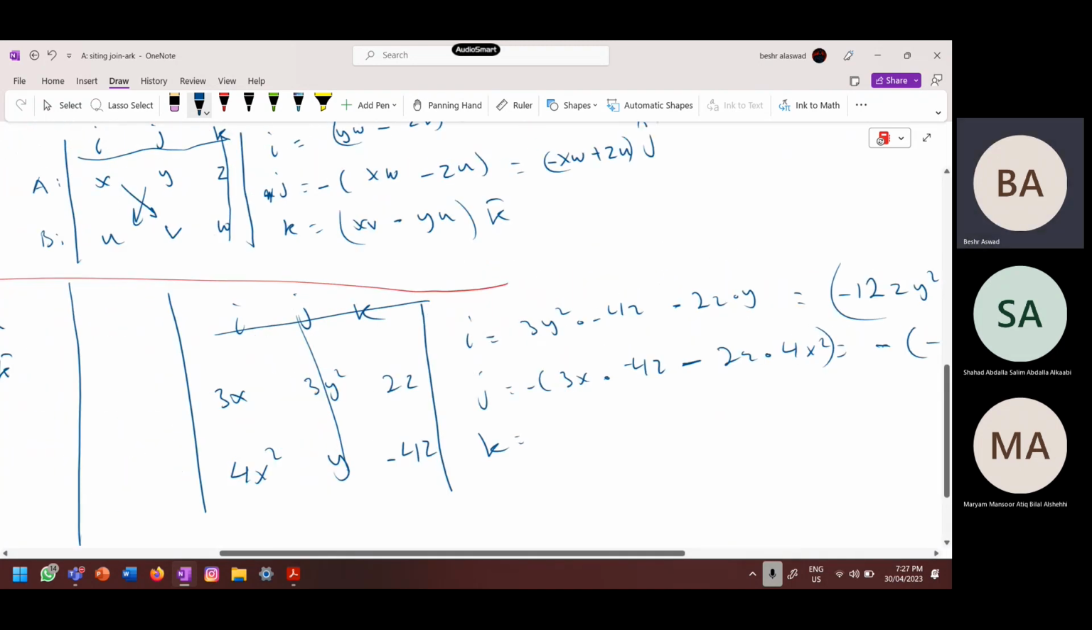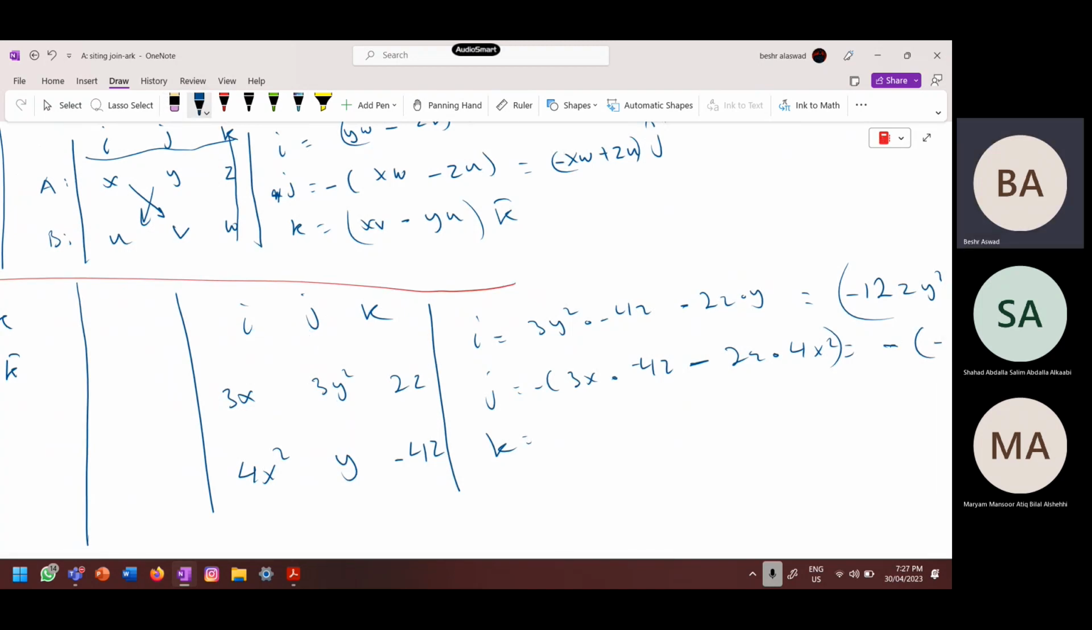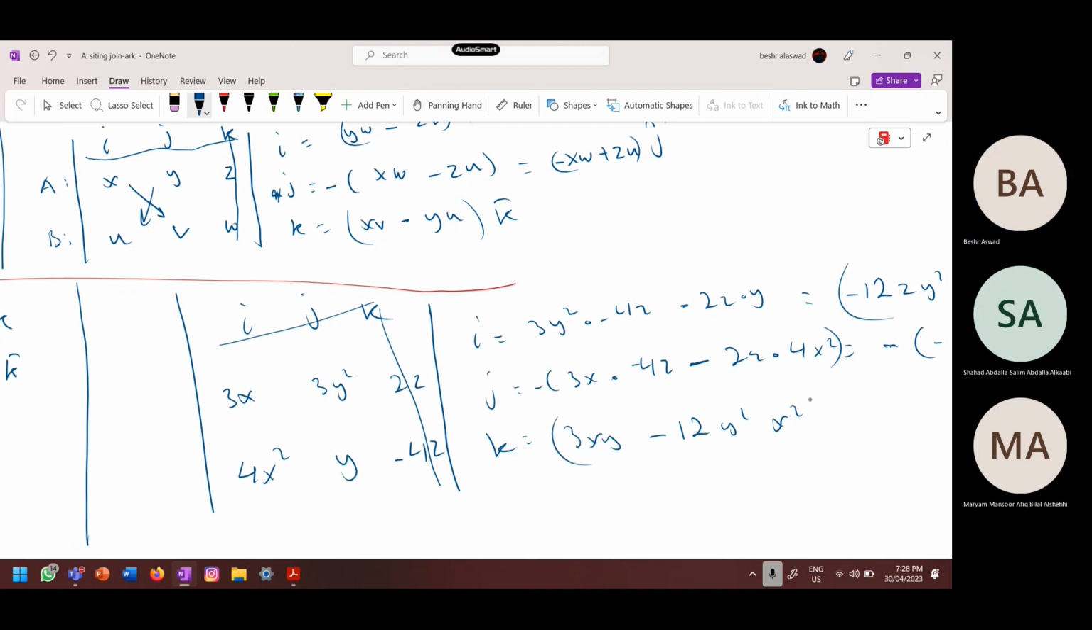As for k, personally, I put my finger on the paper when I do the calculations. I just place my finger on the top of the column that I want to find the components of. Now to cross the k, 3xy minus 12y squared x squared. I just skipped the calculation, supposedly that you know this.